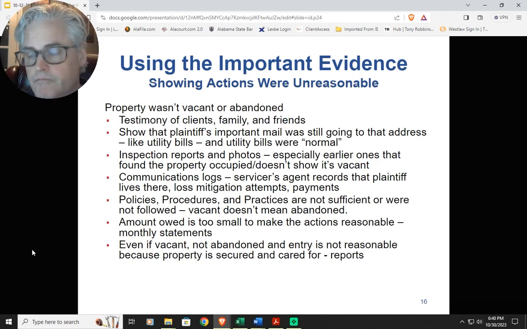So, another thing that Peter had seen in one of his cases was the idea that the amount of money owed was too small to make what they did reasonable. A client who owes $5,000 on a mortgage, and the bank goes and does this, and they charge outrageous fees and charges, and all of a sudden the borrower allegedly owes $50,000. Those are the makings for good cases.